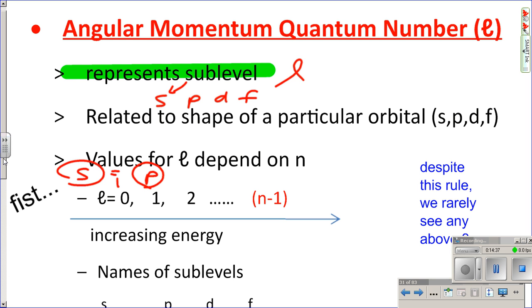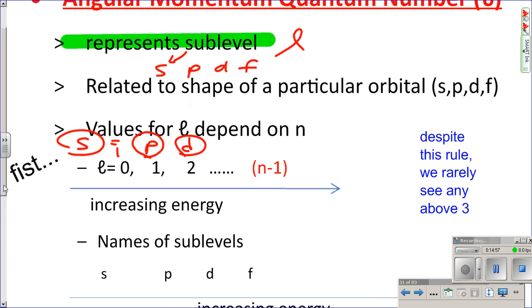And then D orbital is a double dumbbell, 2. Yeah? Double dumbbell. Can't do that very well, but it's 2. Okay? So pretty much the rule is whatever your N number is, you minus 1 from that, and that's going to be your L number, the possibilities of L number.